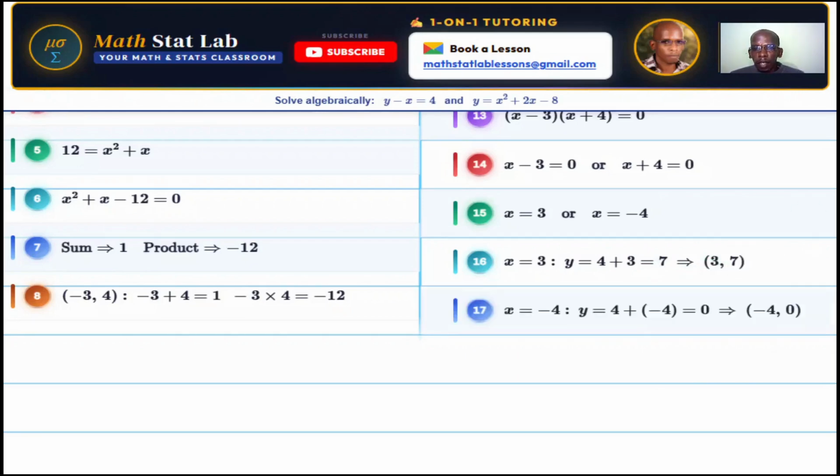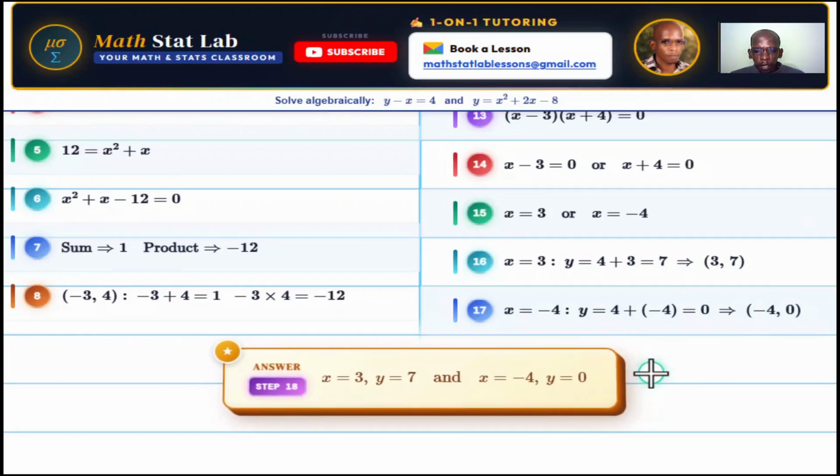Then in the second instance, when x is negative 4, we already know y is equals to 4 plus x. So if x is negative 4, then y will be 4 plus negative 4 for x, which now would be equal to 4 minus 4, which is 0. So when x is negative 4, y will be equal to 0. And now we have our two solutions for x and y. When x is 3, y is 7, and then when x is negative 4, y is 0.